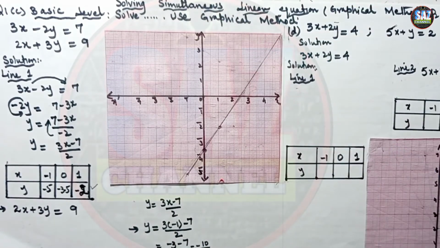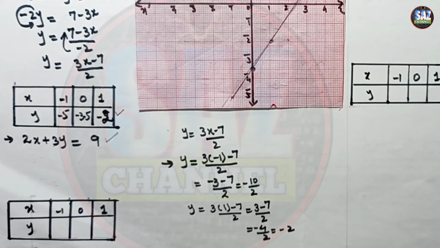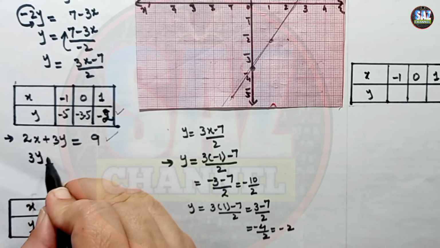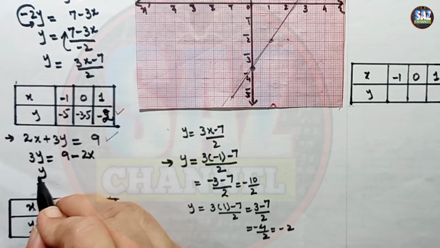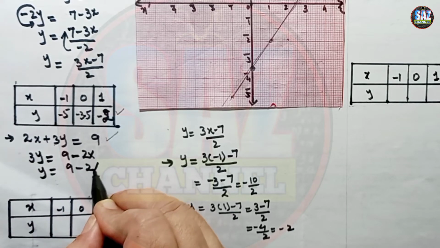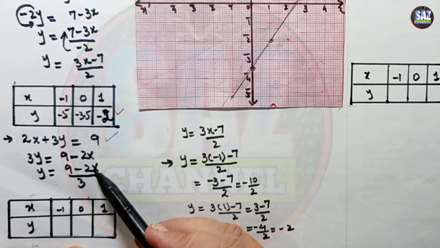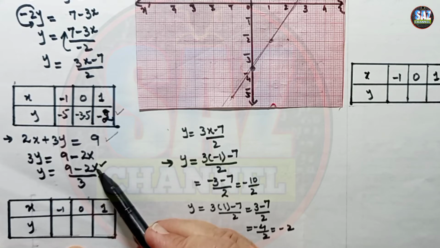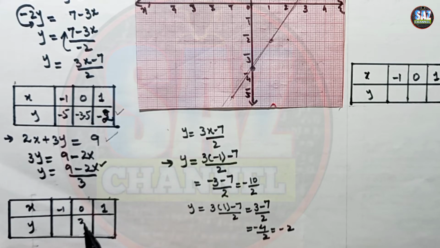Okay, now let me move to the second line, and that is 2x plus 3y equals to 9. Again, I have to make y the subject of formula, and my equation will take the form 3y equals to 9 minus 2x, or y equals to 9 minus 2x by 3. Now, in order to plot this line, I have to put the values of x one by one in this equation. When I'm making x 0, this factor 2 multiplied by 0 will become 0, and I will be left with 9 by 3, which is equal to 3.